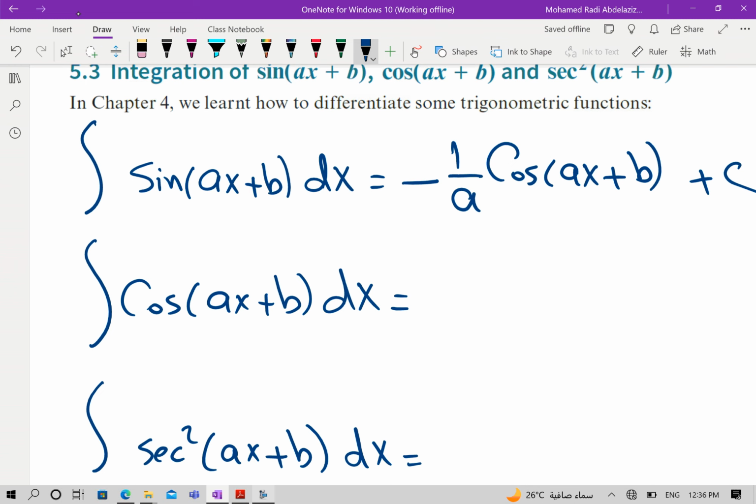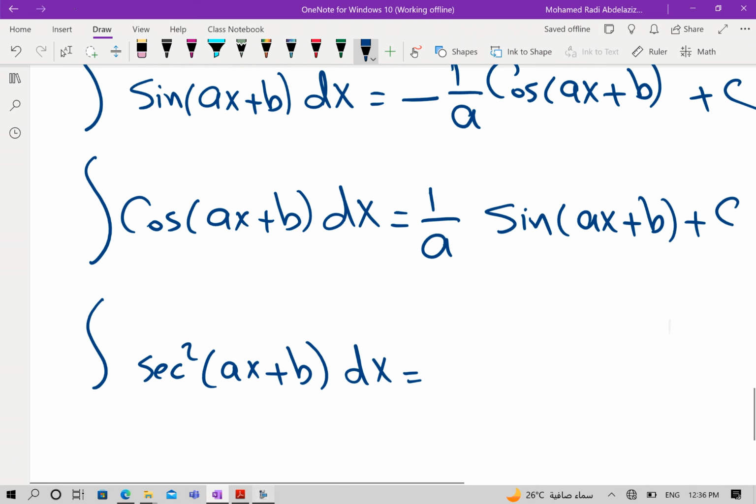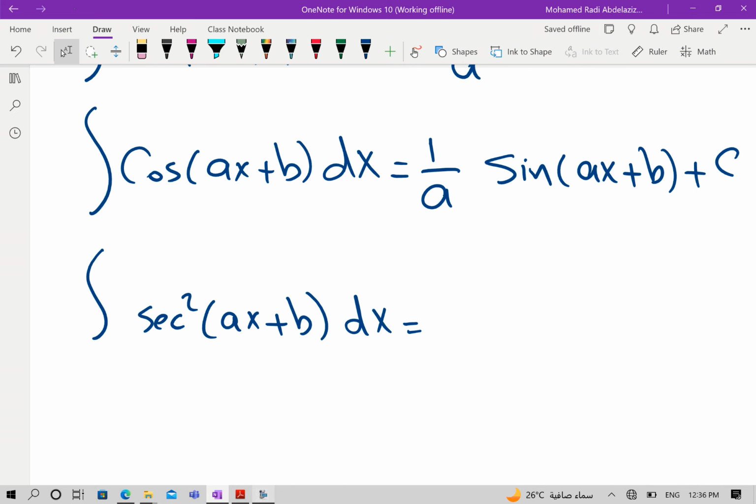Again for cosine. Cosine came from sine, since differentiation of sine is cosine. So it will be positive: 1 over a sine(ax plus b), then plus C. Sec squared came from tan, so it will be 1 over a, then tan(ax plus b) plus C.